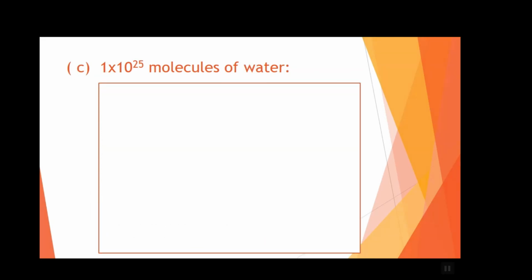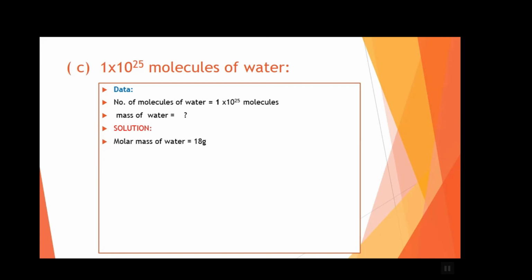Now part C, 1 exponent 25 molecules of water. Our data is number of molecules of water is equal to 1 exponent 25 molecules, and we don't know the mass of water. So our next step is our solution, and molar mass of water is 18 gram. Students, now in this stage there is no need to tell you again and again how we find the molar mass of water, that is 18 gram.